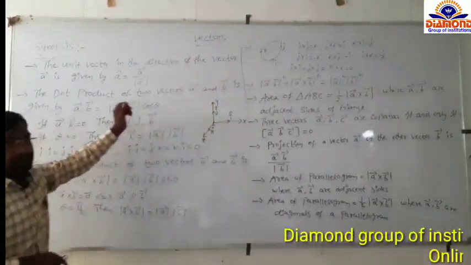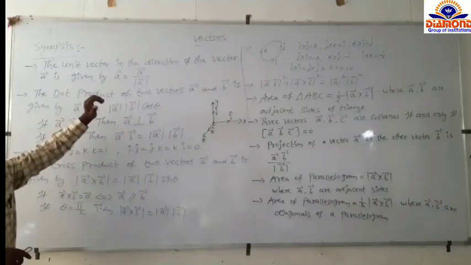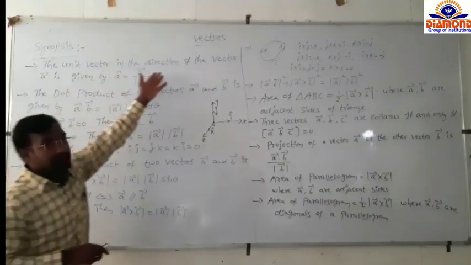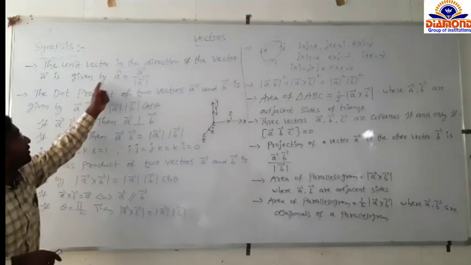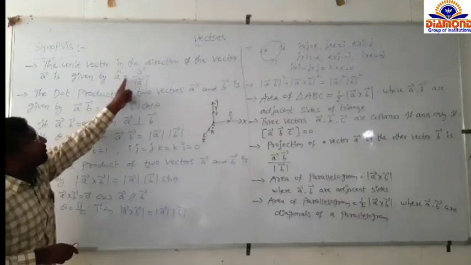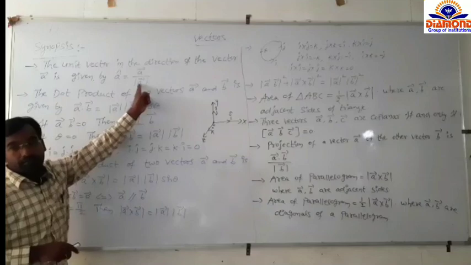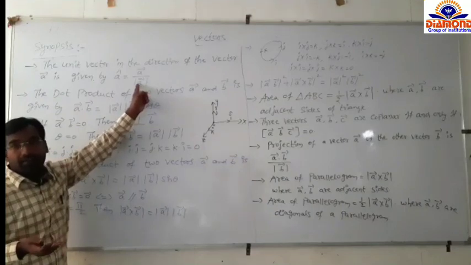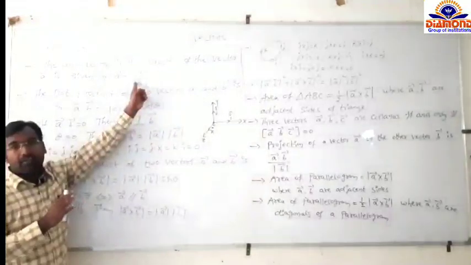So see here, first unit vector definition. The unit vector in the direction of the vector a bar is given by a cap. a cap equal to what? a bar by modulus of a bar. Modulus of a bar is nothing but the magnitude of the given vector.